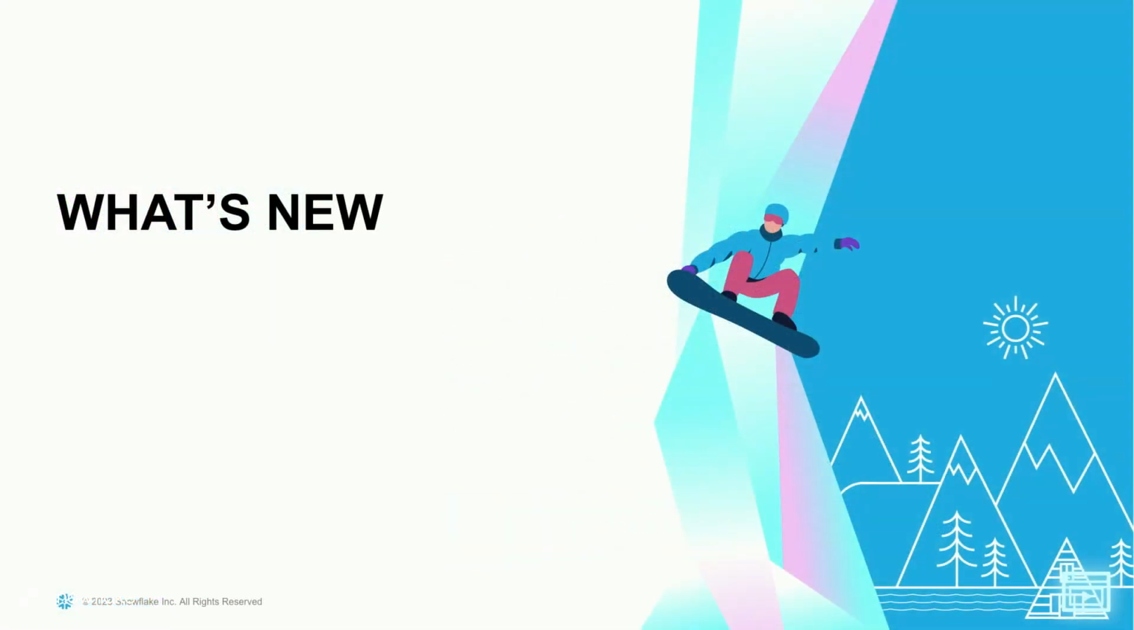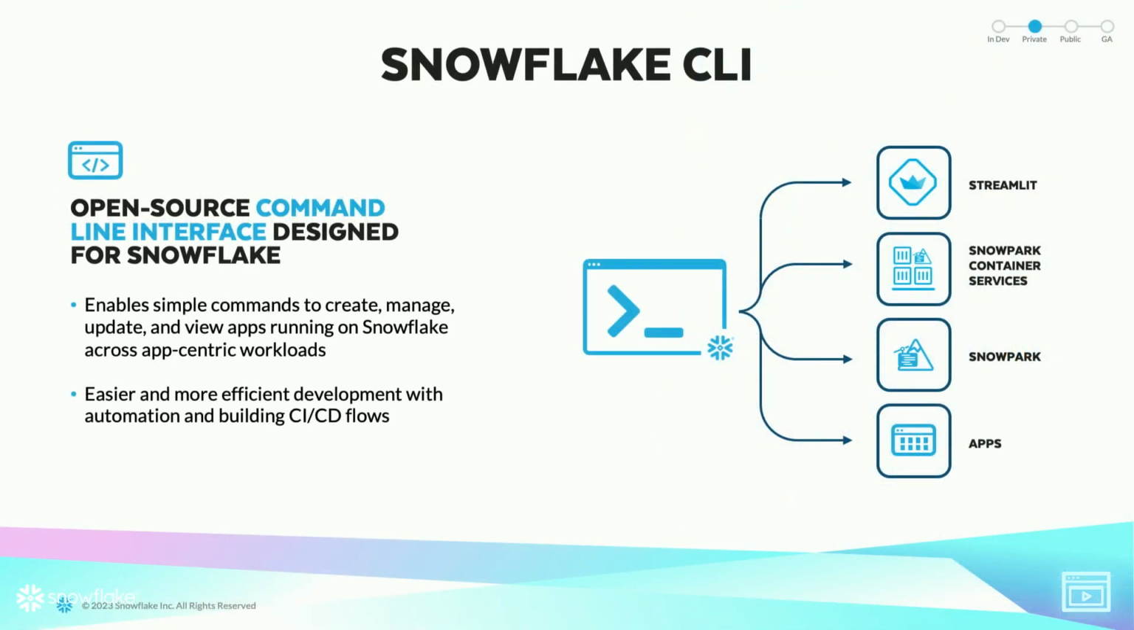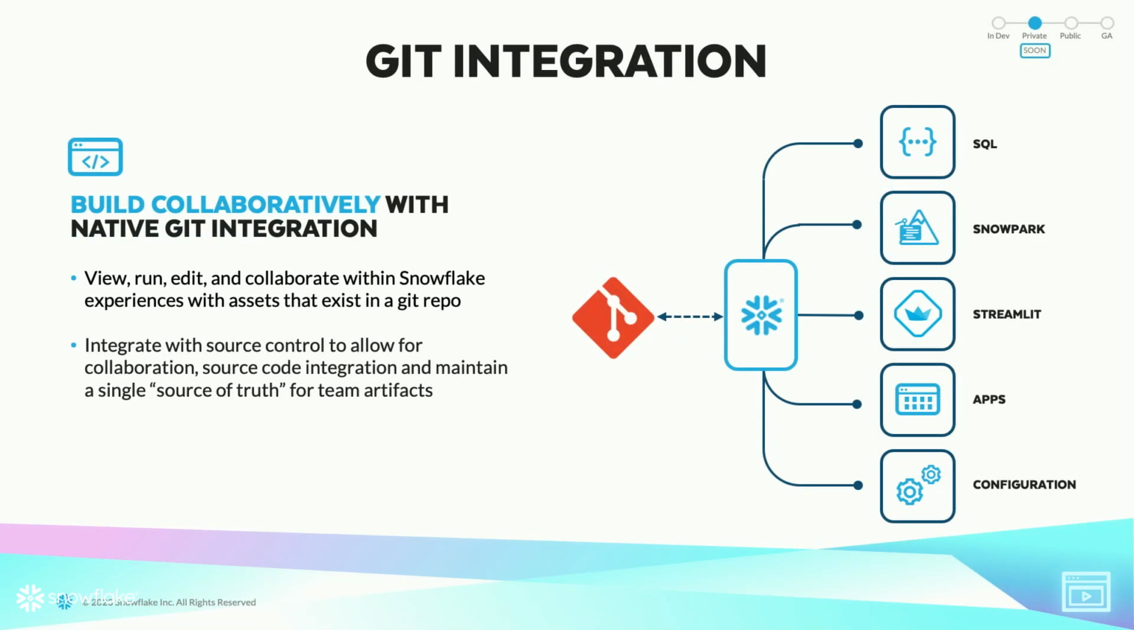So let's talk about what's coming right now, which you can start using. Like I said, we have introduced the new Snowflake CLI. This is an open source command line interface designed for Snowflake. It allows you to create and manage apps like Streamlit, native apps, and also Snowpark containers. And I'll show you a quick demo about that in the coming slides.